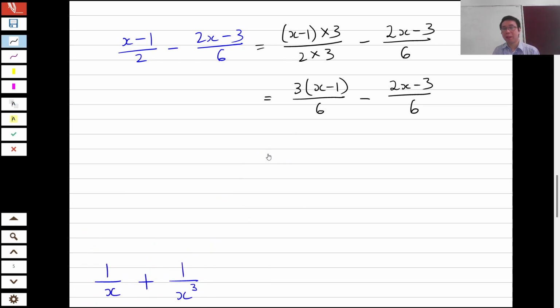Okay. Our goal is to have one fraction, so we need to combine them. So 3 bracket x minus 1. Now I want you to note that we are subtracting the entire fraction here. So I need to write minus bracket 2x minus 3. I'm not just subtracting 2x, I am also subtracting negative 3.